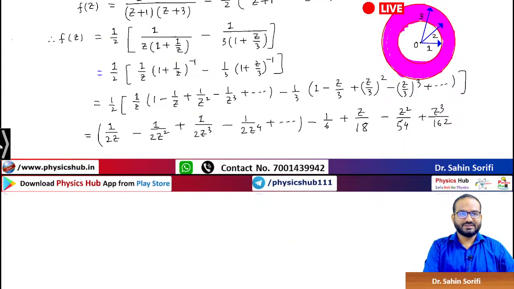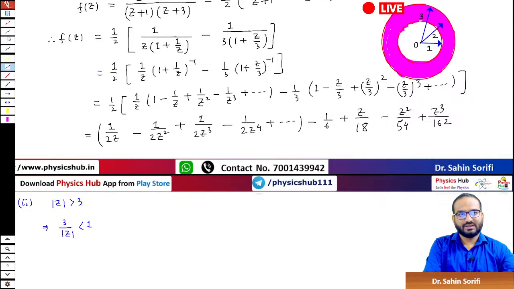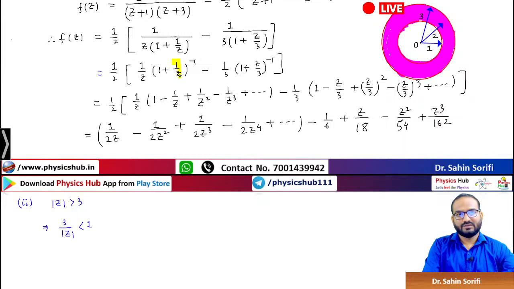Look, the second region is mod z greater than 3. So mod z greater than 3 means we need to find a condition which is less than 1. So 3 by mod z is less than 1, right? So in the expansion we need to bring this 3 by mod z. Here for the first case we had 1 by z and z by 3, both of them less than 1. Here you have to find a condition 3 by mod z less than 1.